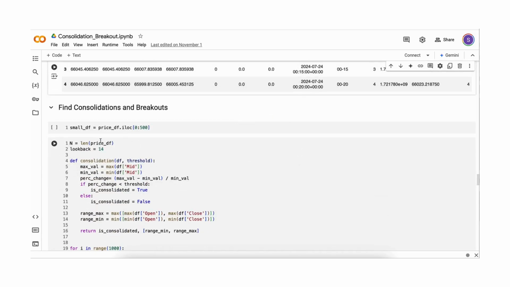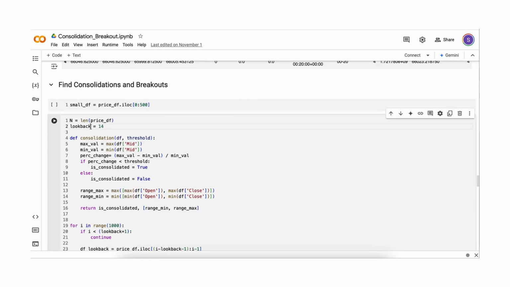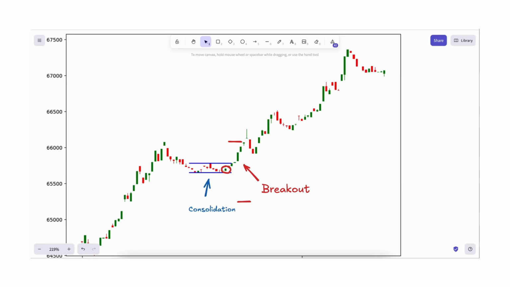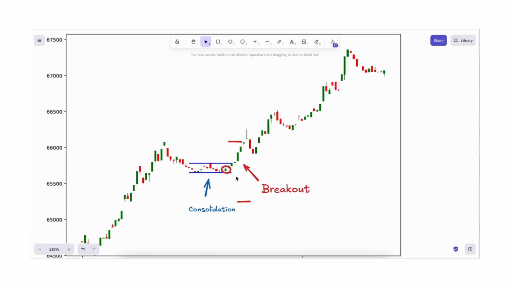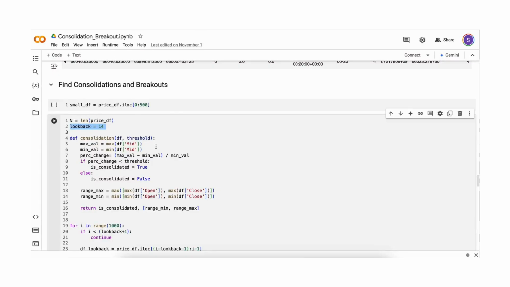So we are going to take this data and we define a look back period, and the look back period basically says what is the window of time where we expect this stock to be in a certain range. So in this particular case, the look back period is this. In a 14-day time period, is the stock trading within a certain range? And the range is what we define as a threshold in this function.